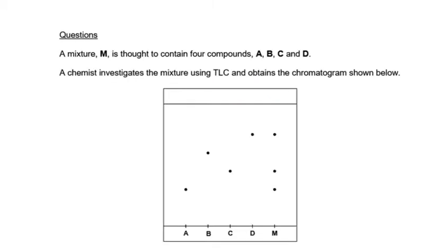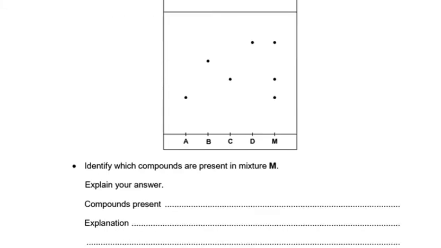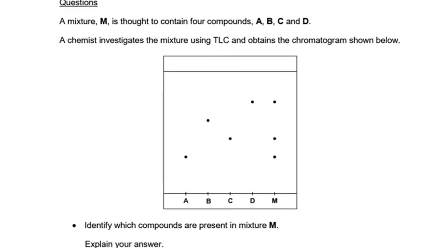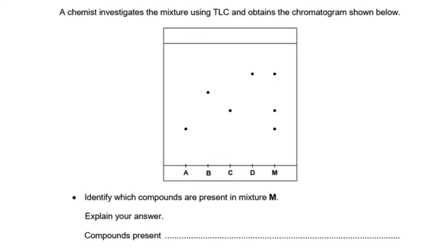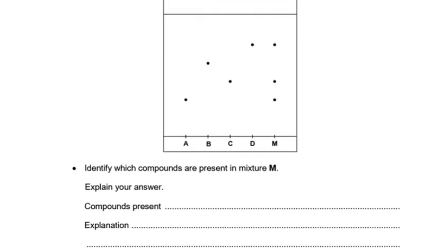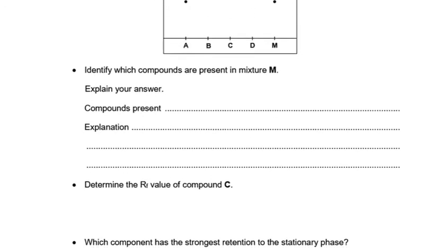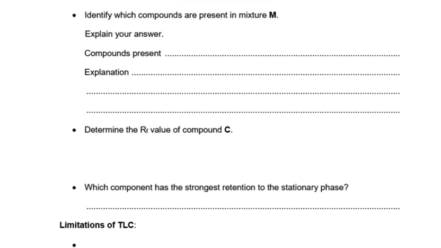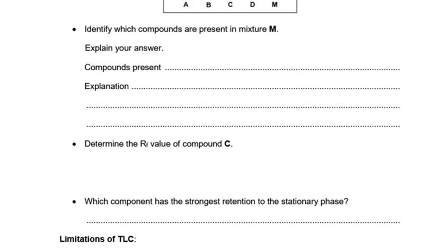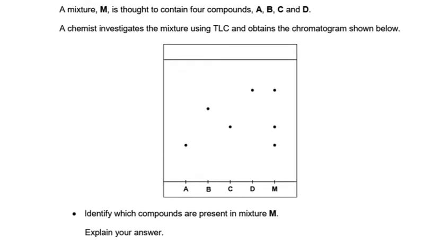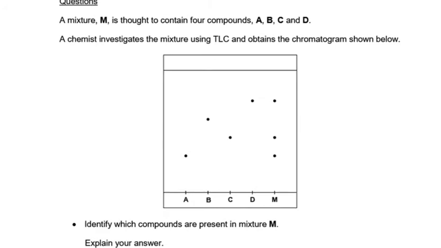So why don't you have a look at this question and see if you can answer the question that's posed, which is which components are present in mixture M out of A, B, C and D, and how would you explain it, and then find the RF value and tell me which one has the strongest retention. So pause the video and see if you can answer that question.